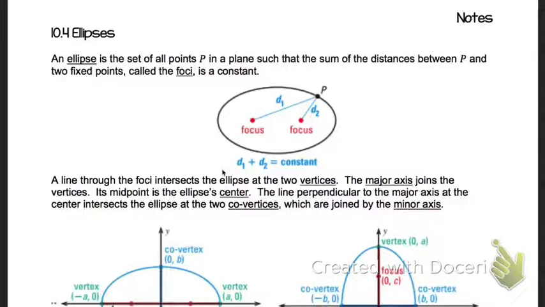10.4, ellipses. I don't really know what word we want to call it. I think it's ellipses. It is when you have an elongated circle. So the rule of a circle is that you have a center point, and the distance from the center to the outside of the circle is all equidistant. It forms a circle. An ellipse is when one axis is elongated. So you can have a vertical ellipse or you can have a horizontal.